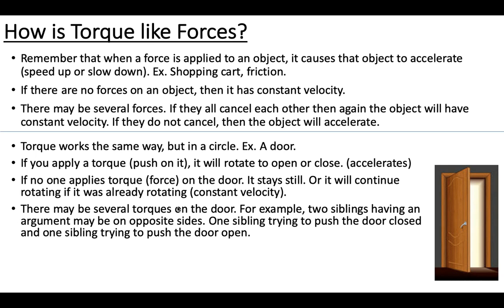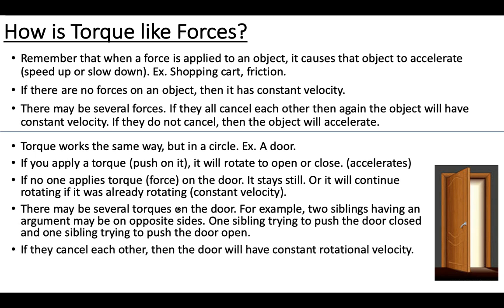There may be several torques on the door. For example, two siblings having an argument may be on opposite sides. One sibling might be trying to push the door closed, and one sibling is trying to push the door open. If they cancel each other, then the door will have constant rotational velocity, just like with forces. If they don't cancel, then the door will accelerate, right? So if somebody's stronger than the other one, they win, and either they get the door open or they get the door closed.